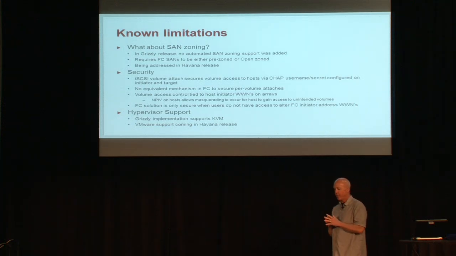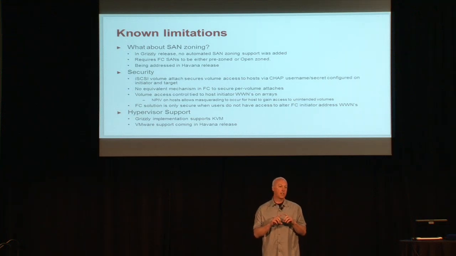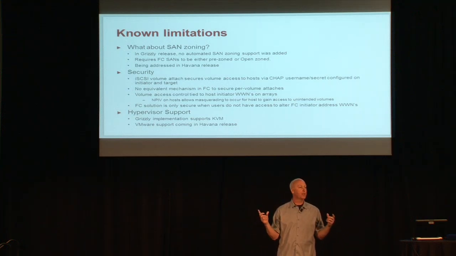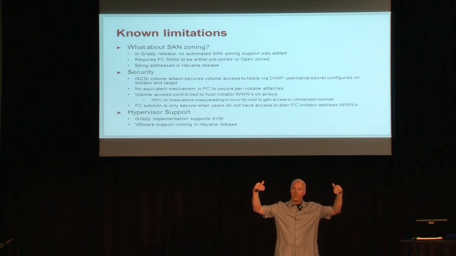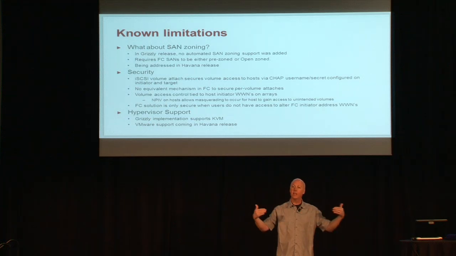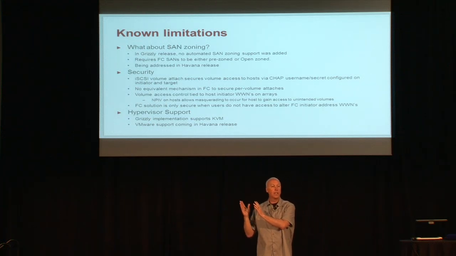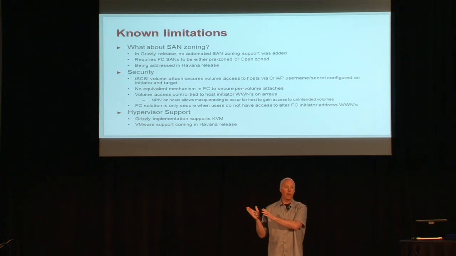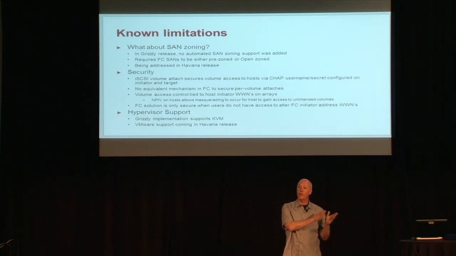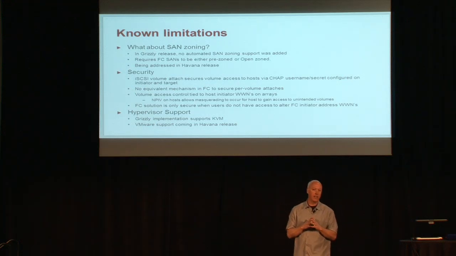The second thing is around security. iSCSI has this mechanism of using CHAP to authenticate clients and servers, initiators and targets, across SCSI. A secret is effectively injected into both the initiator and target side. That's used then to authenticate that client at connect time, to assure that you can put access control reliably around volume attachment to servers, to hosts, and have that be done securely.